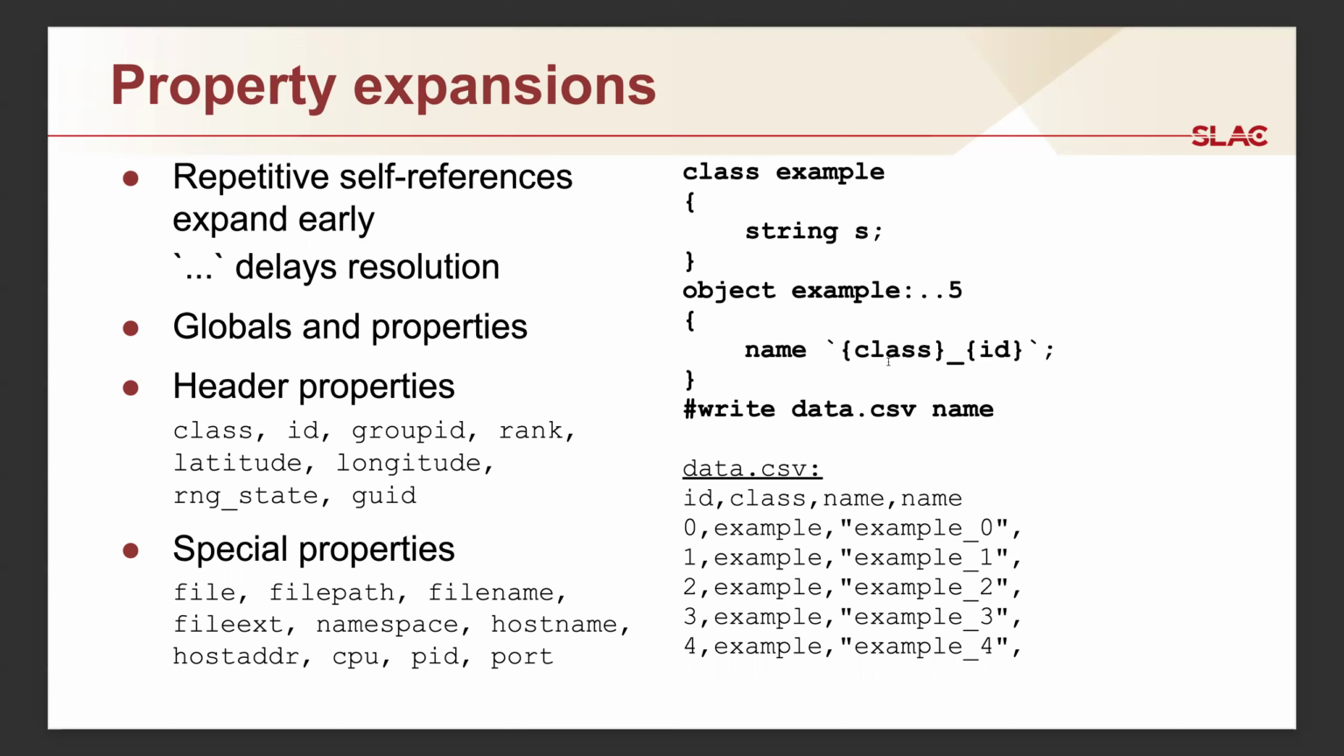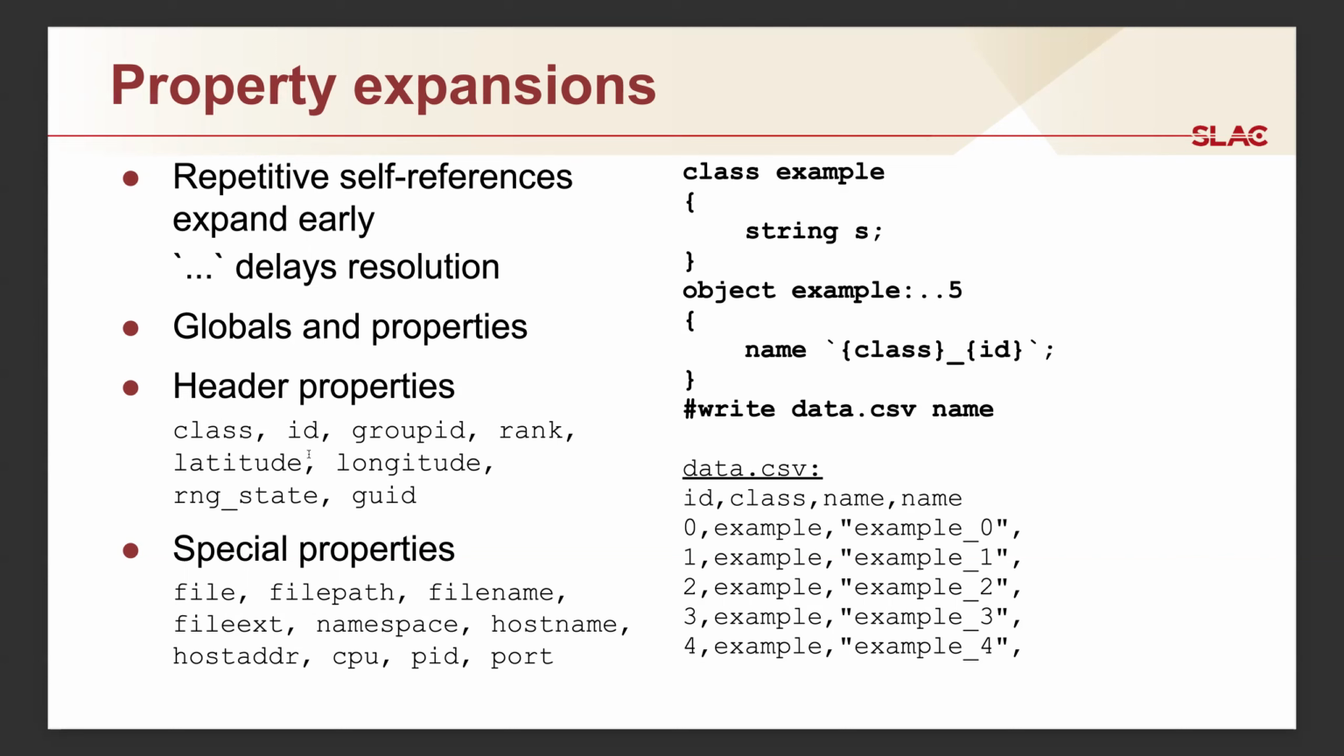And so this delayed resolution allows me to capture the ID number in the name without having to use, say, the math expansion of ID, which would not work correctly because it's generated before the object is created. So this gives me delayed resolution of these properties.